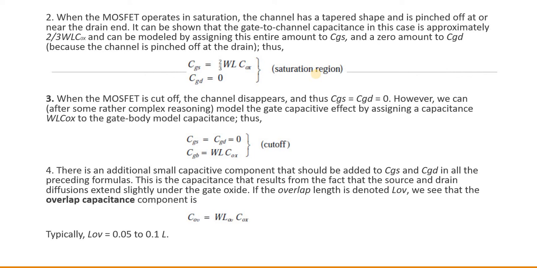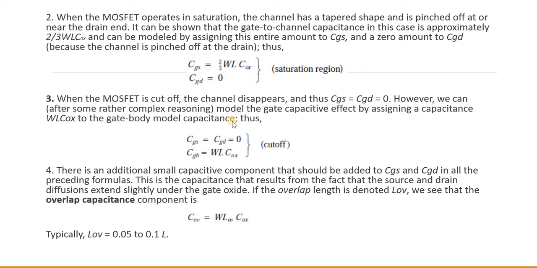Next, the last region, the cutoff region. When the MOSFET is in the cutoff region, the channel disappears. Thus CGS and CGD will be 0. So there comes the picture of CGB, the capacitance between the gate and the body. Whatever the value, WLCOX, it is now the gate to body capacitance, the capacitance between the gate and the body.